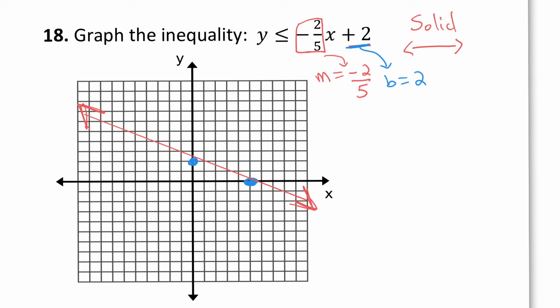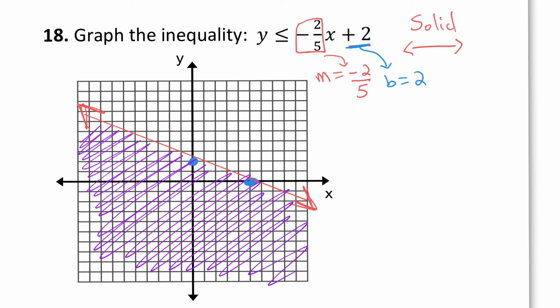Less means on the bottom of the y-intercept. So I'm going to shade everything on the bottom. All of this on the bottom of the y-intercept. So your graph, we have a solid line. And it is shaded on the bottom of the line because you guys have the less than or equal to.